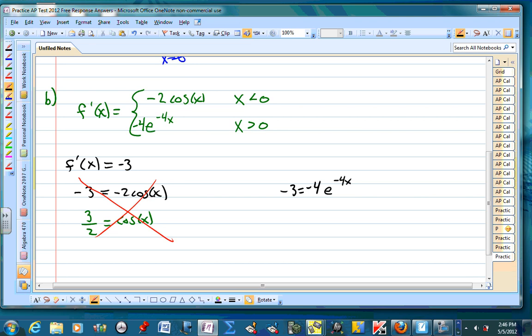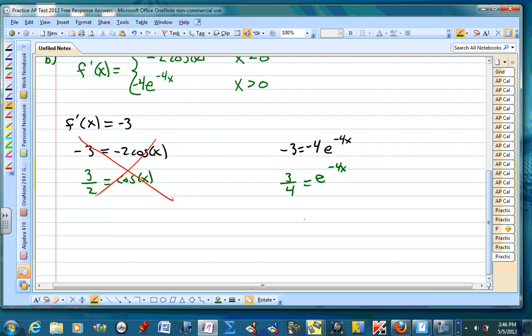So if we divide both sides by negative 4, negative 3 over negative 4 becomes 3/4 equals e to the negative 4x. Well, to get x by itself, take the natural log of each side. Natural log of 3/4 equals negative 4x. And this will occur then, divide by negative 4. So we'll get negative 1/4 times the natural log of 3/4 equals x. This is when f prime of x will equal negative 3.